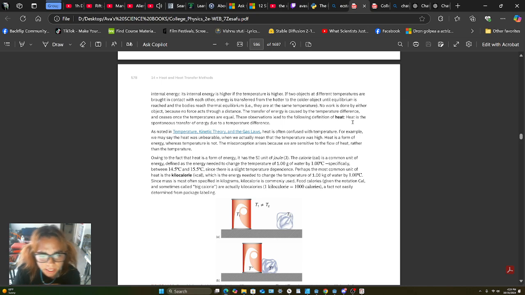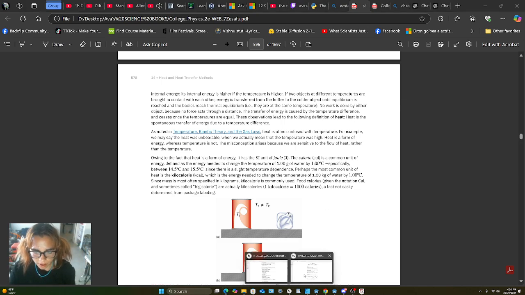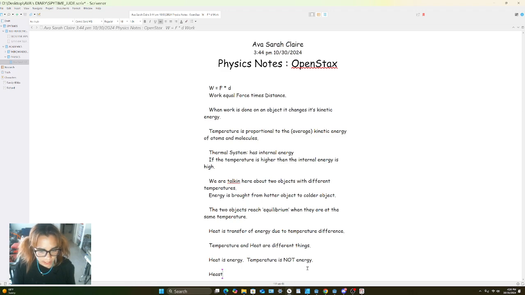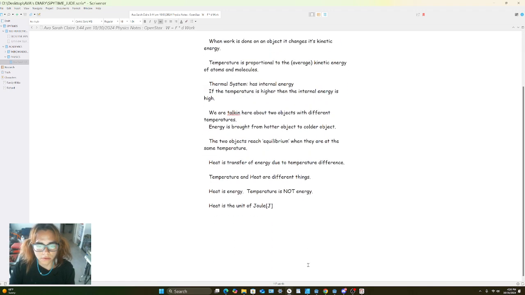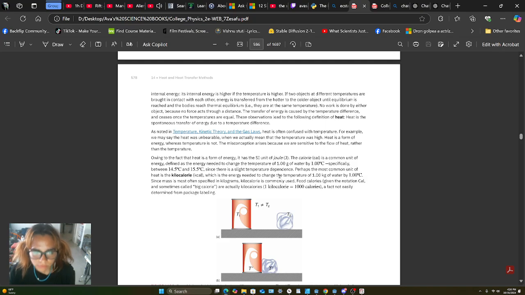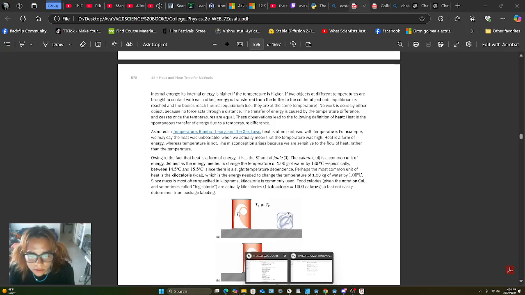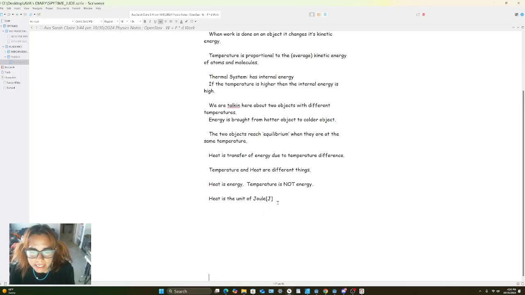Owing to the fact that heat is a form of energy, it has the SI unit of joule. Alright, so we say heat is a unit of joule. Joule. Did I spell that? I did. I actually did. Wow. But let's just lowercase it. Joule. Okay.